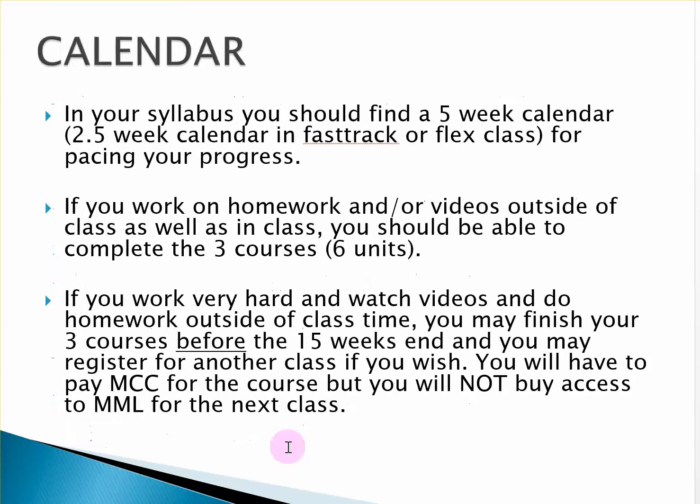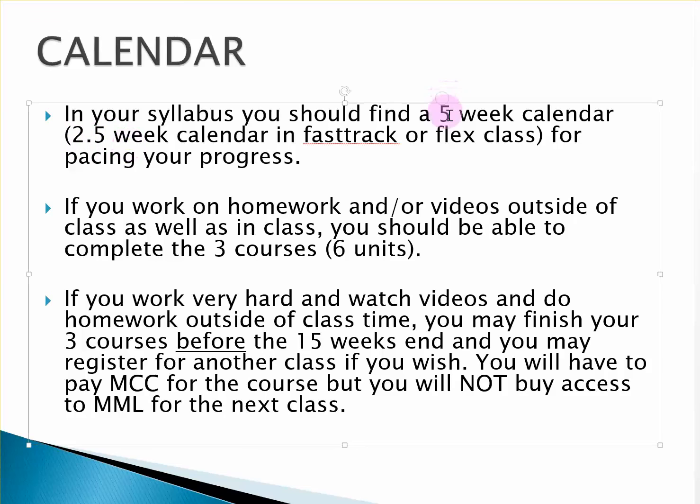All right, the calendar. In your syllabus for this class, you should find a 5-week calendar. If you're in a fast or flex track, you will find a 2.5 week calendar for pacing your progress. There are 3 courses to complete, and each one of them should be completed in either a 5-week format in the full semester or a 2.5 week format in the fast track or flex.